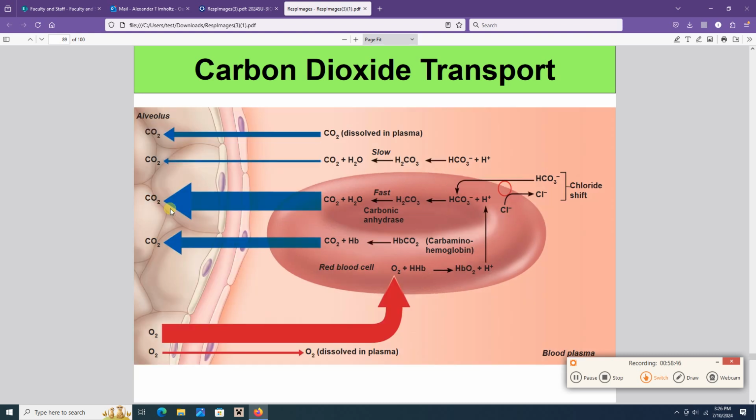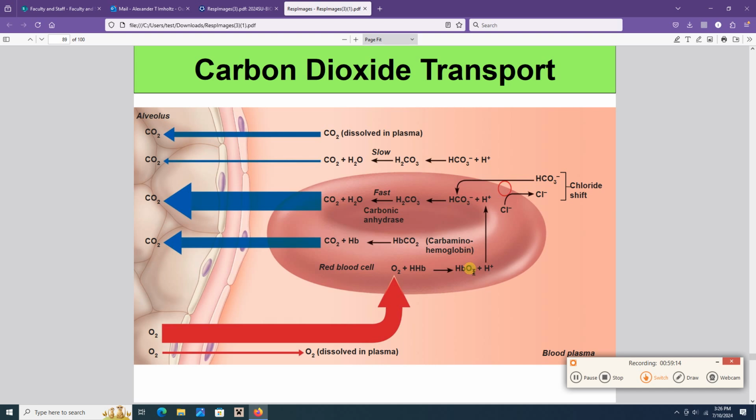If we switch to the lungs, the opposite happens. Bicarbonate goes in the red blood cell, chloride goes out. Bicarbonate combines with hydrogen to make carbonic acid, which then splits to give me water and CO2. CO2 diffuses into my lungs air, or my alveolar air. This reaction happens a great deal, like 1 billion times more in the red blood cell than in the plasma, because we've got the enzyme carbonic anhydrase.